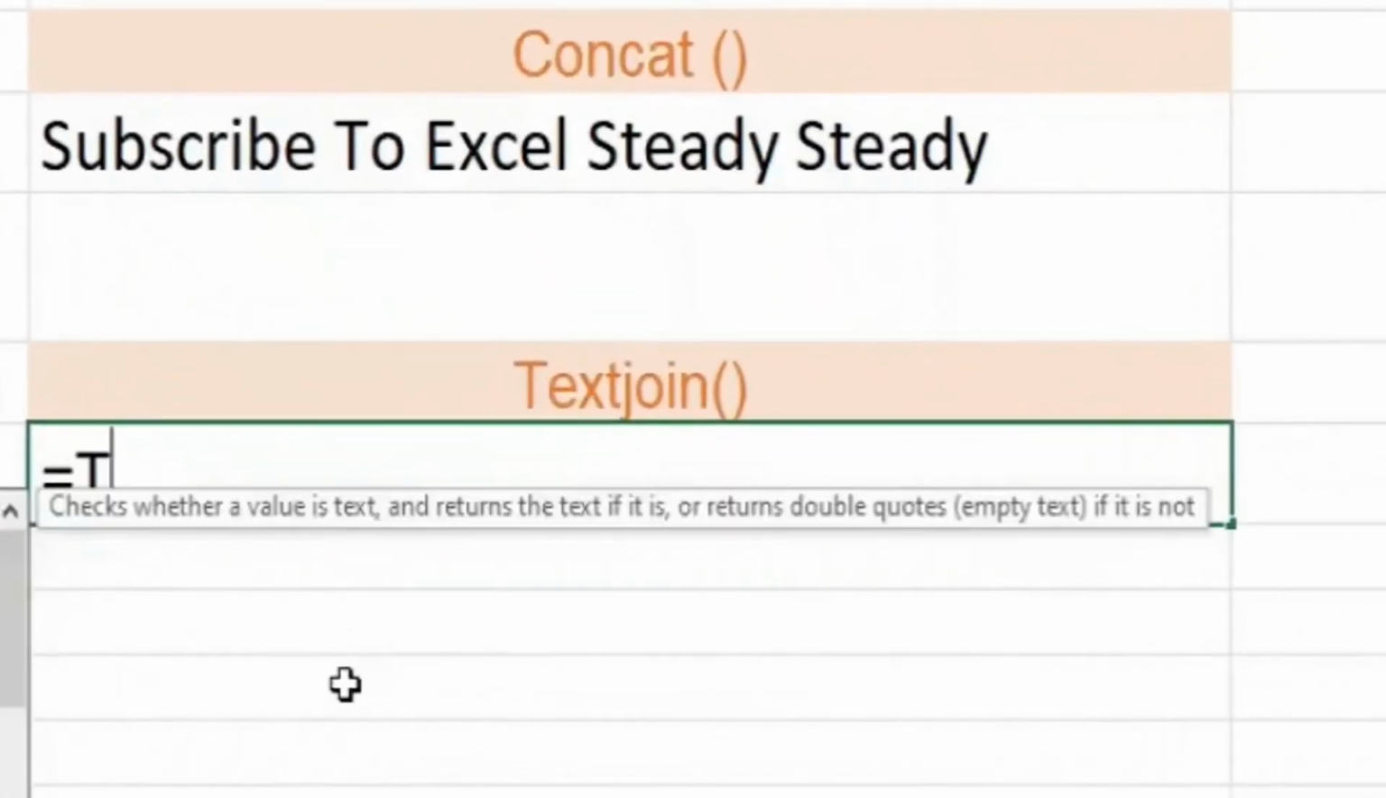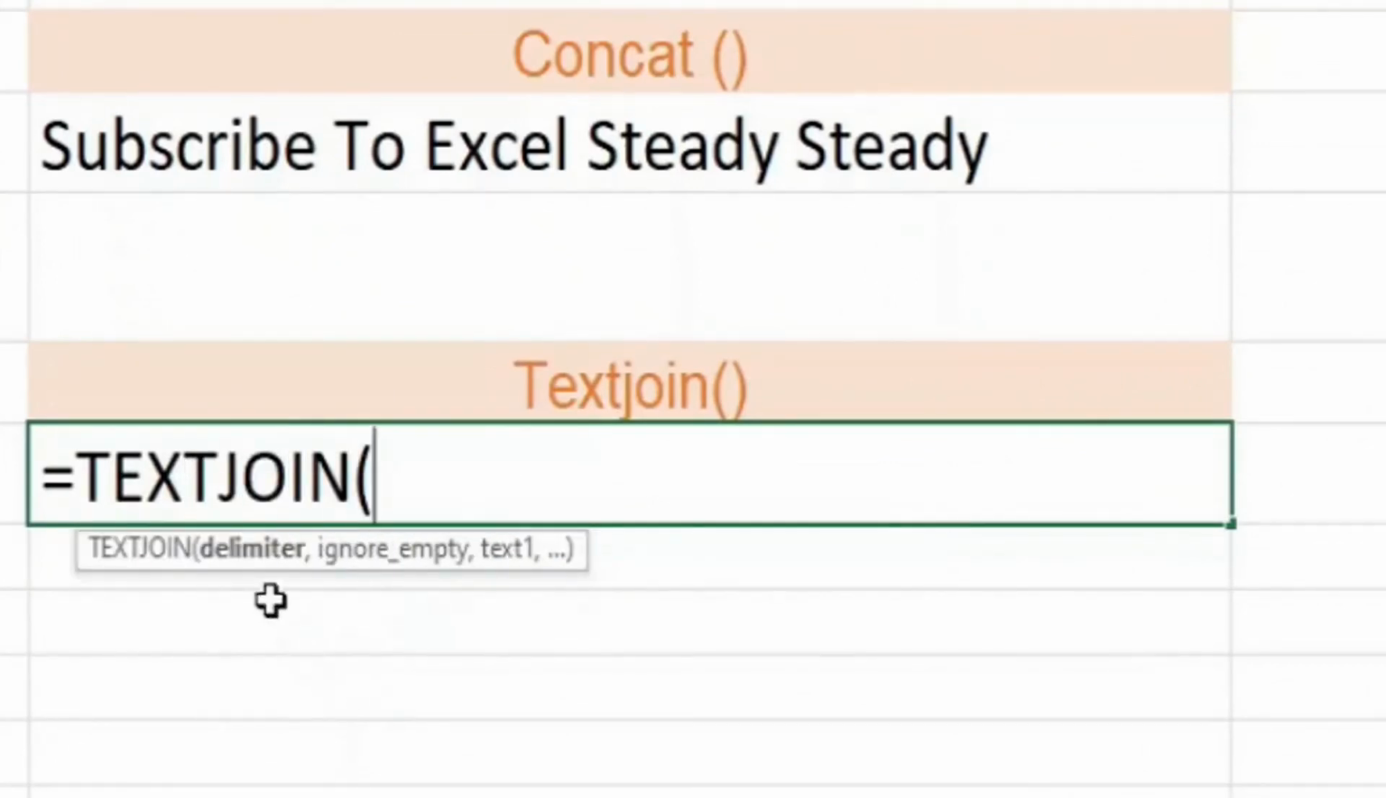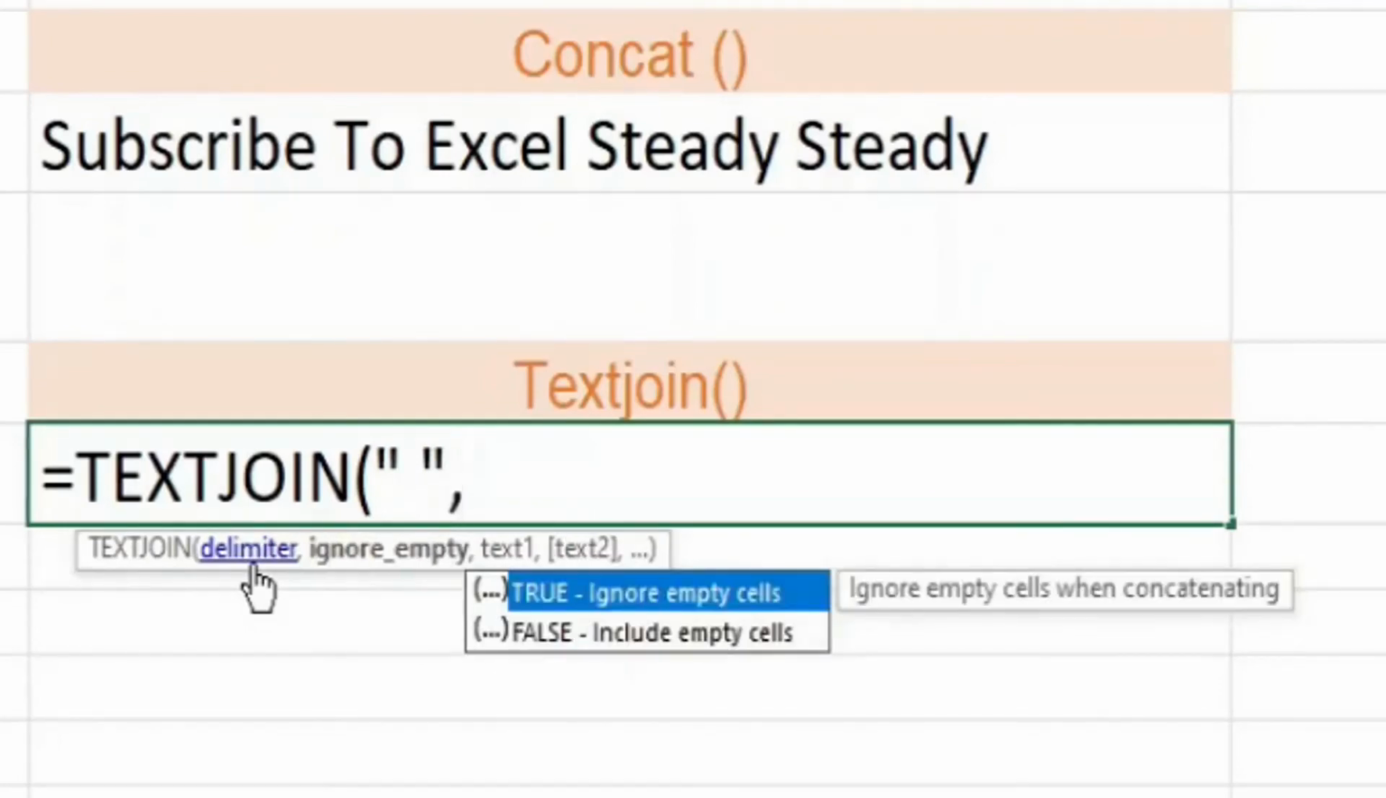Key in equal, then TEXTJOIN. Open bracket. For the first parameter, we have to supply the delimiter, in our case the space character. Again, key in open inverted comma, space, close inverted comma, and then comma, we go to the next parameter.